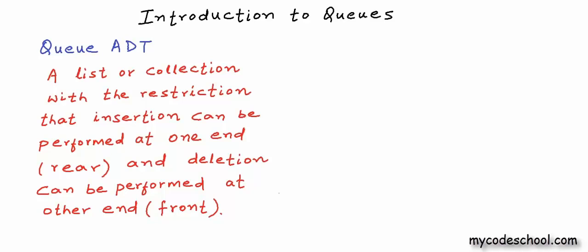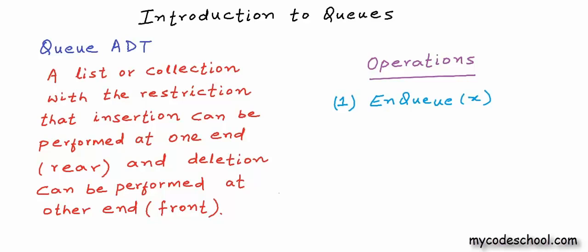Define the interface or operations available with Q. Just like stack, we have two fundamental operations here. An insertion is called enqueue operation. Some people also like to name this operation push. Enqueue operations should insert an element at tail or rear end of Q.